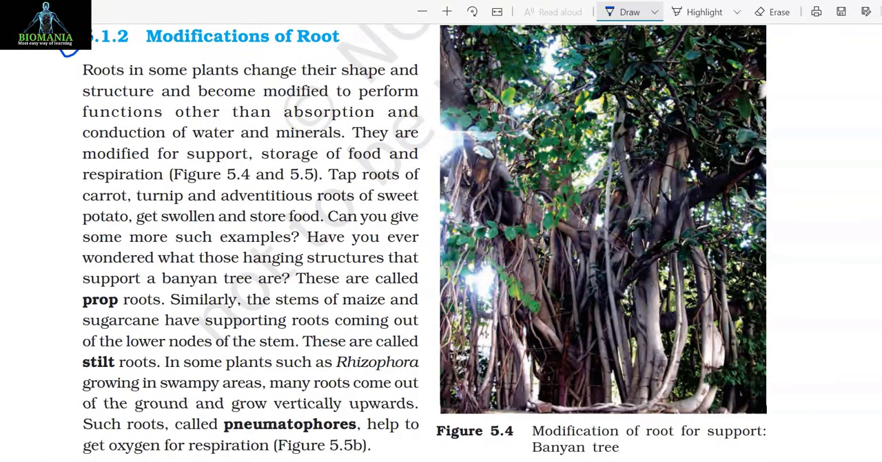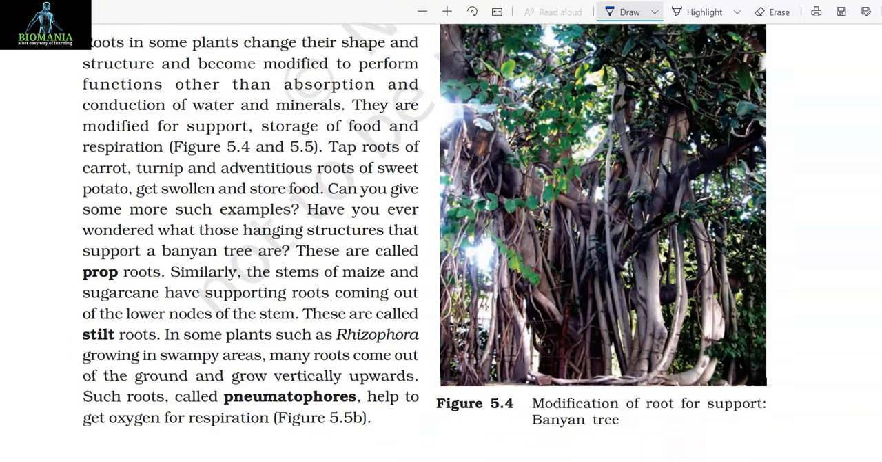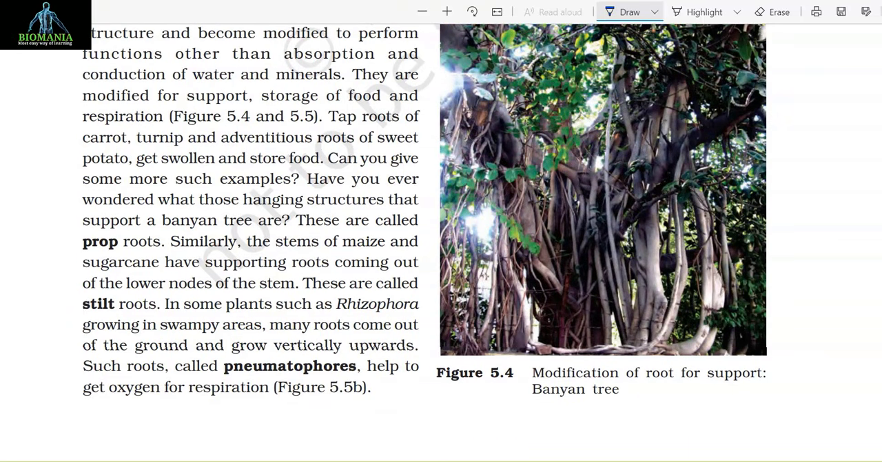5.1.2 Modifications of roots. Roots in some plants change their shape and structure and become modified to perform functions other than absorption and conduction of water and minerals. They are modified for support, storage of food and respiration. Tap roots of carrot, turnip and adventitious roots of sweet potato get swollen and store food. Can you give some more such examples?